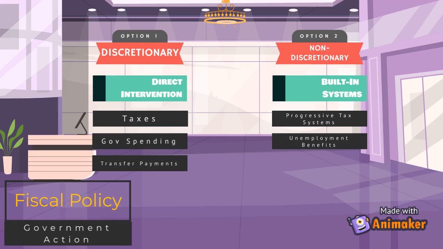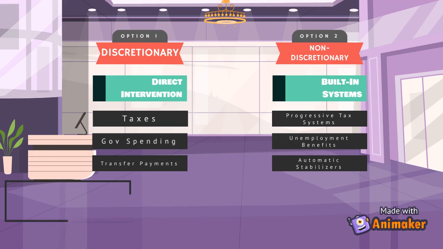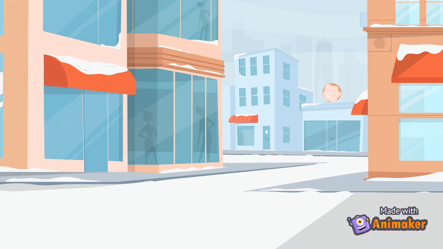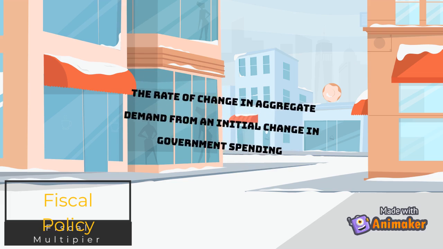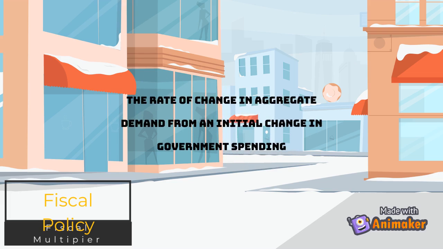Non-discretionary policy does not require the direct approval of Congress, and it is meant to stabilize the economy automatically, and are labeled automatic stabilizers. The key to understanding the impact of fiscal policy decisions is the fiscal multiplier, which is the rate of change in aggregate demand from an initial change in government spending.